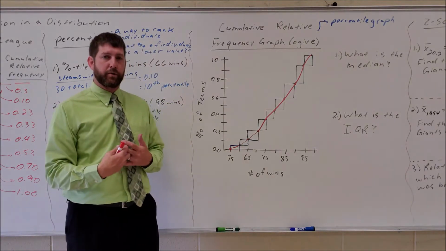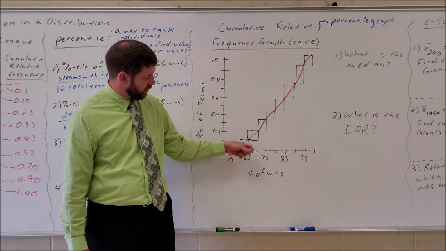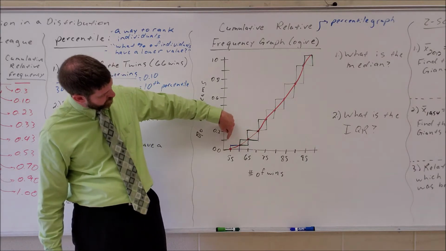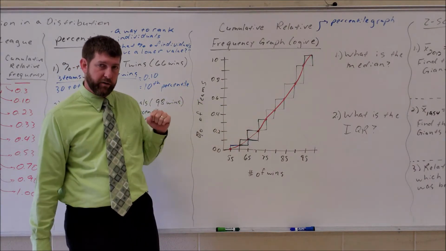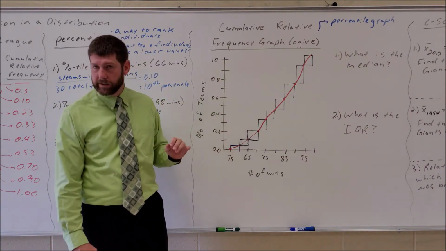So how is this a percentile graph? Well, because how do we calculate it? When I look at a value and I look at the height of the point at that value, I know the percentage of teams that had a smaller value than that, okay? Because that's how we calculate it. So let's go and answer a couple of questions.